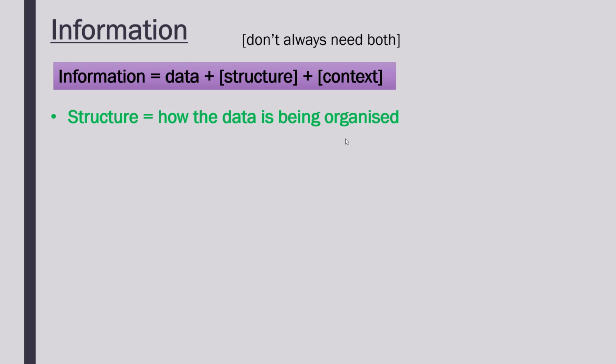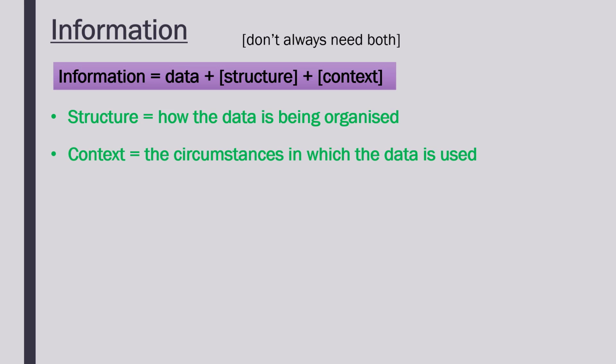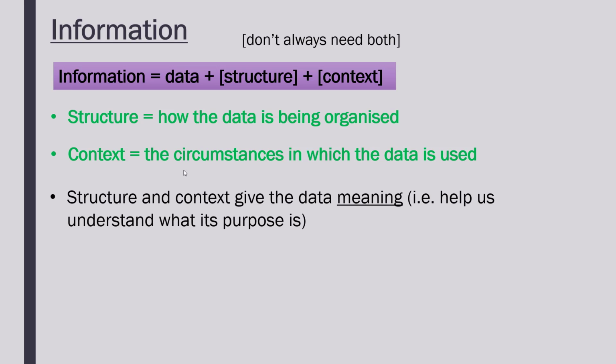And I'll show you an example of this in a minute. But context is the surroundings, the circumstances in which the data is being used. So we want to know the background of why we are using this data, what the data means, and the context can help us give this meaning. So meaning is derived from adding the structure and the context, and by meaning I mean we want to know what the purpose of our data is. That's what gives us the meaning, knowing what the purpose of having that data is.